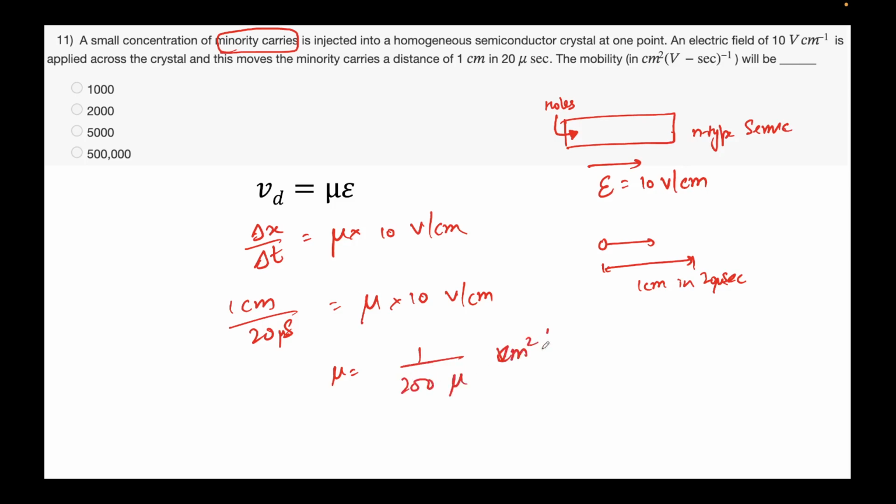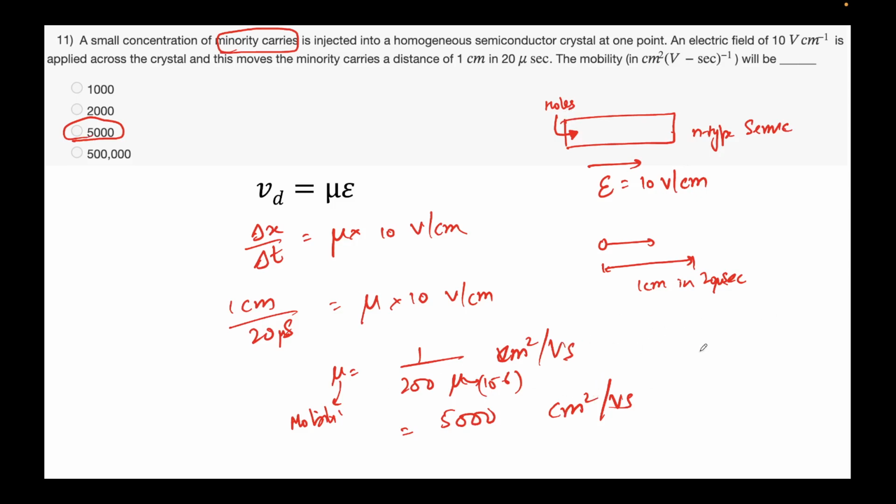This is centimeter square per volt second. So 1 over 200 microns is 10 to the power 6, that's 10 to the power 3. So it will come out to be 5000 centimeter square per volt second. Micron, remember, there is a confusion: this mu is mobility, and this mu is units, so this is 10 to the power minus 6. If you do the multiplication, it comes out to be 5000 centimeter square per volt second. So these holes will have a mobility of 5000 centimeter square per volt second.